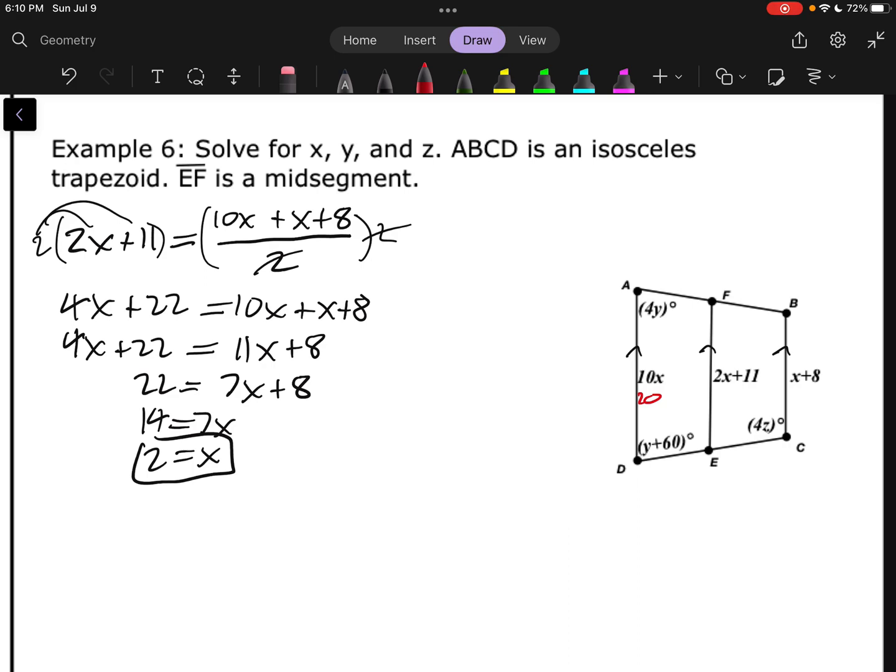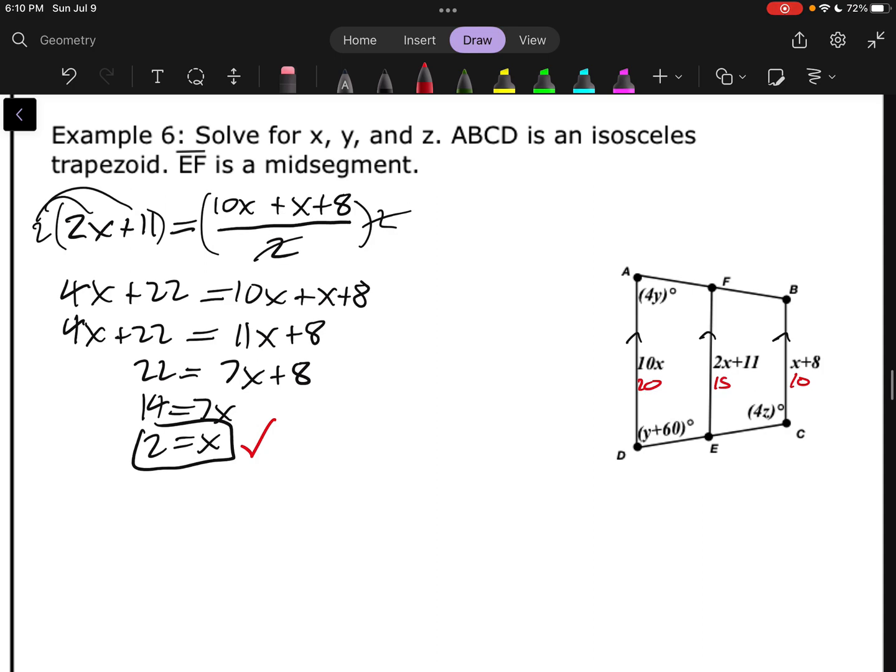2 times x, 2 times 2 is 4, plus 11 is 15. And then x plus 8, 2 plus 8 is 10. So that looks good to me. 15 is right in the middle, 10 and 20. Now we still need to find y and z.